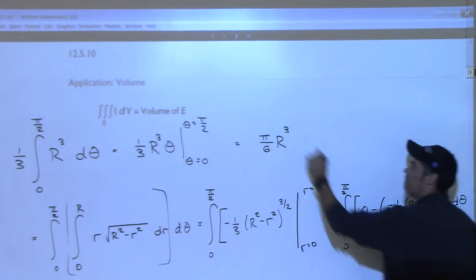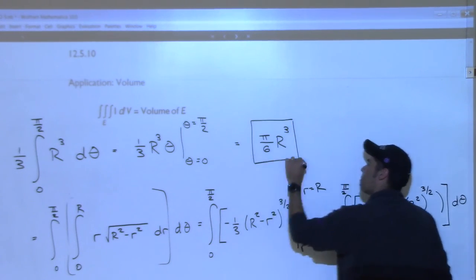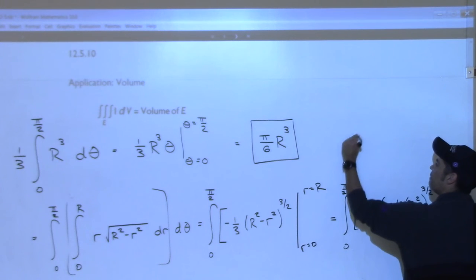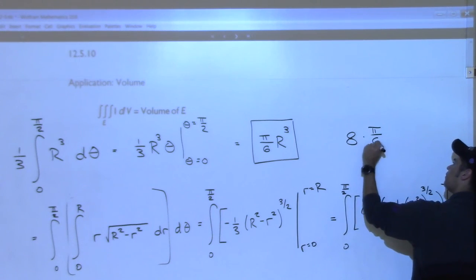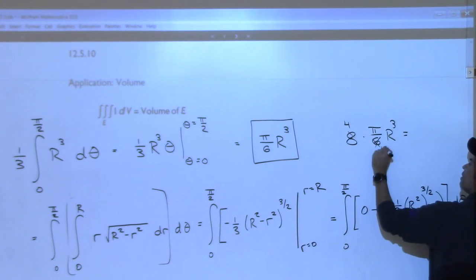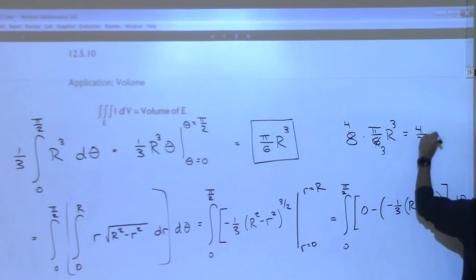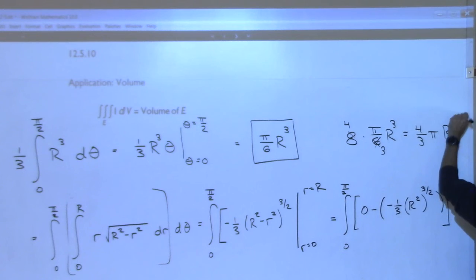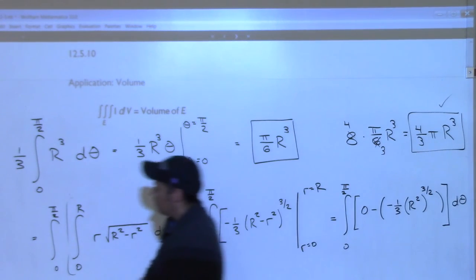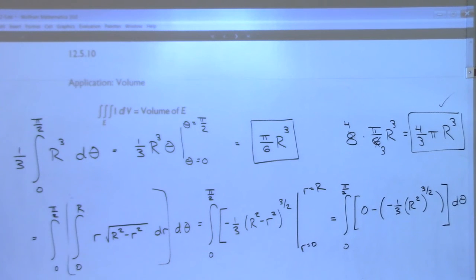So this is it. That's the volume. That was 1/8 of it, though. So when we multiply this times 8, 4/3, right? 4/3 pi R cubed. Check. It works. Pretty cool, huh?